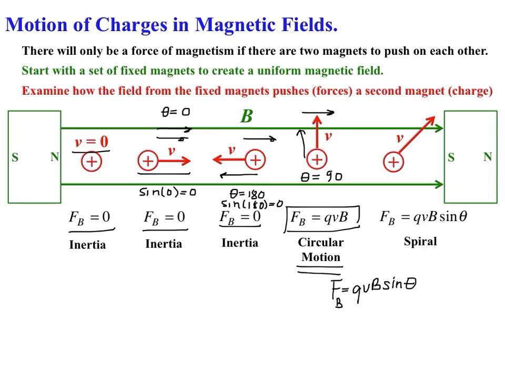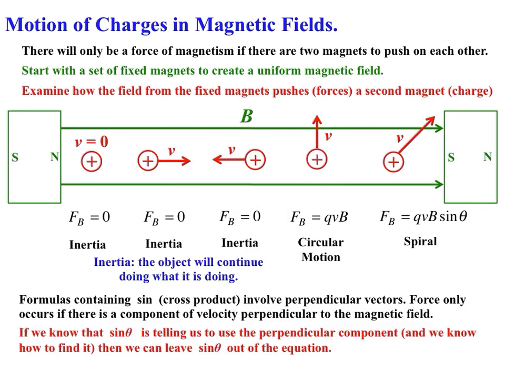Here we have an angle that's created between our magnetic field and our velocity vector, so we have to use the full equation. And again, this is going to create a spiral effect. So again, the biggest thing to take out of this is that force only occurs if there is a component of velocity that is perpendicular to the magnetic field. If that's not true, then we have no force produced by the magnetic field.